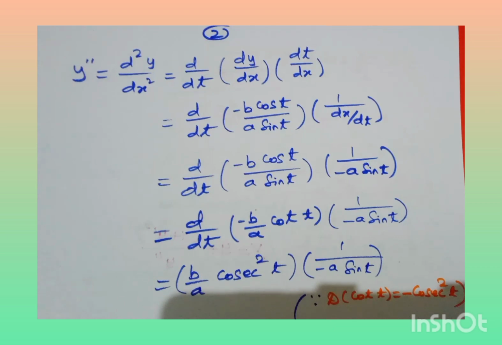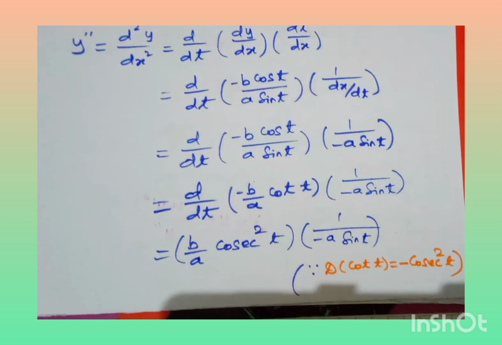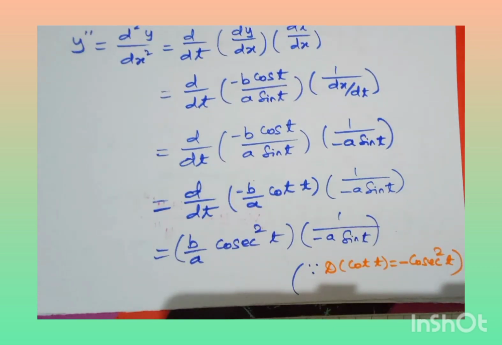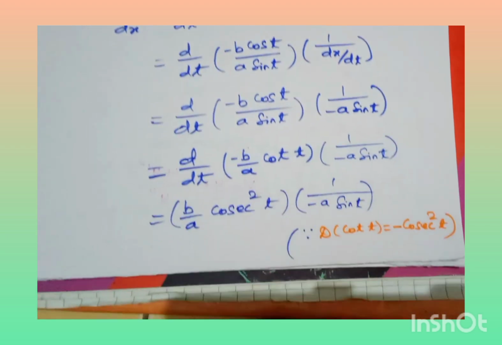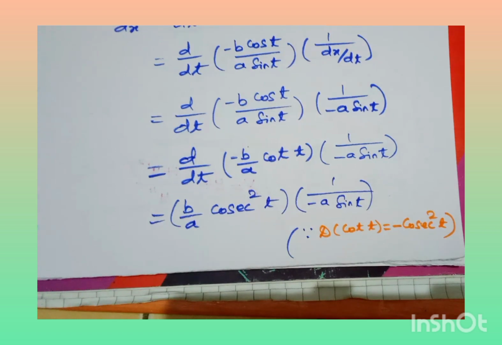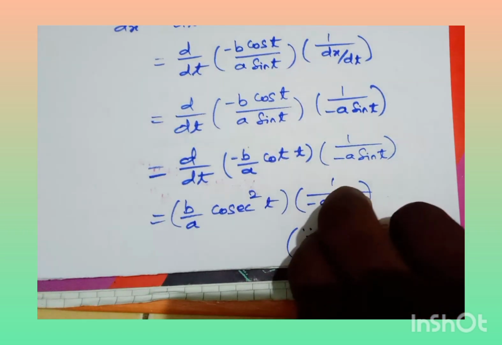Now I'm going to differentiate the bracket term, isn't it? So cos t by sin t will be cot t, and then the last term is minus 1 by a sin t. So after differentiating minus b by a cot t with respect to t, it will become b by a, and then cosecant square t, and then minus 1 by a sin t. So already we know the differentiation of cot t is equal to minus cosecant square t, isn't it?